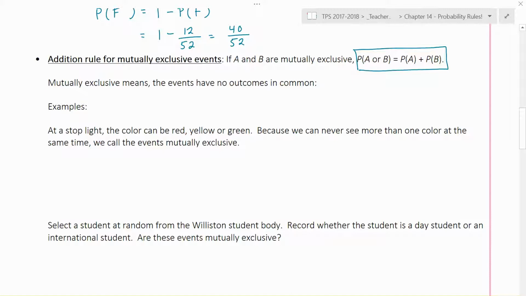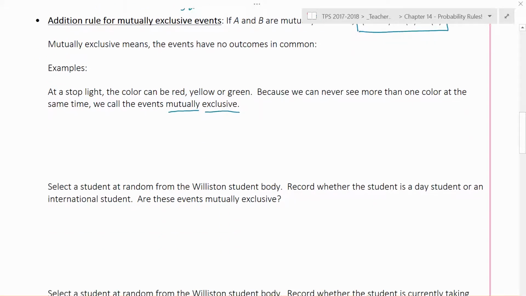So we learned that mutually exclusive events mean their outcomes have nothing in common. So either a day student or a boarding student is one example. Here are some other examples. Say we're at a stoplight and the color can be red, yellow, or green. Because we could never see more than one color at the same time, we call the events seeing red, yellow, or green mutually exclusive. We can never see both colors at the same time.